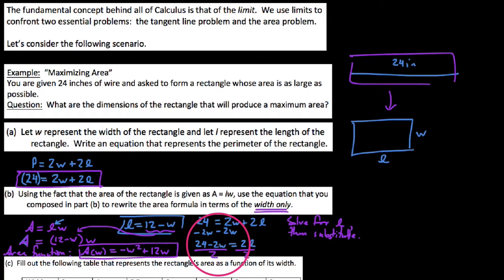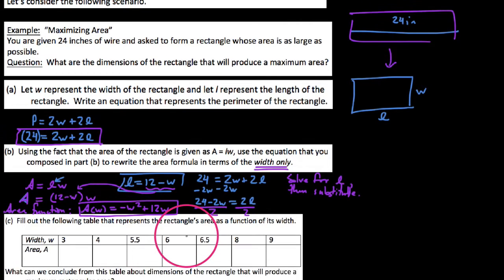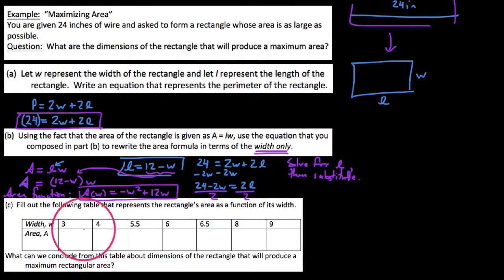For part C, I want to fill out the following table. This table represents the rectangle's area as a function of its width, so we can find the area as long as we know the width. In our table, I've got several different width values for our rectangular space and then the resulting area. To get this resulting area, we're going to plug these values into our area function.